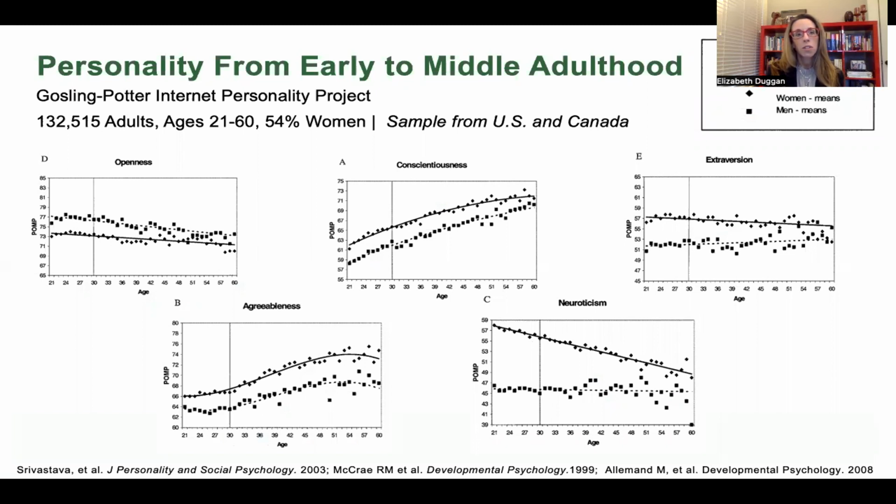Examining 132,000 participants in the United States and Canada, and the study then being repeated in Germany, Italy, Portugal, Croatia, South Korea, and most recently in the Netherlands, personality changes over time as we age. We are more open-minded in our youth. We grow more conscientious and agreeable with age.